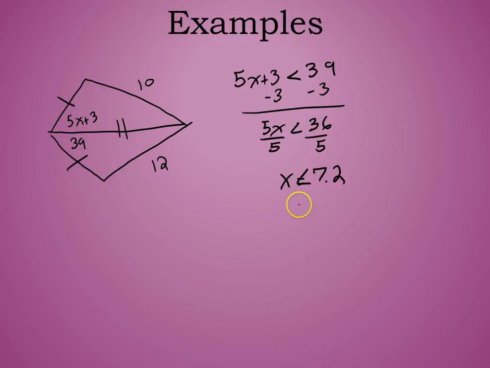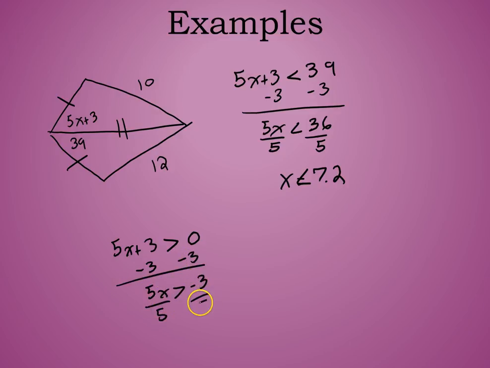So what I need to do is, I need to then also set up where, well, 5x plus 3 has to be greater than 0. So I need to subtract 3 from both sides and solve this one. So 5x is greater than negative 3. I'm going to divide both sides by 5. X has to be greater than negative 0.6. So the range of values for x to make the situation true, it has to be bigger than negative 0.6, but still less than 7.2.